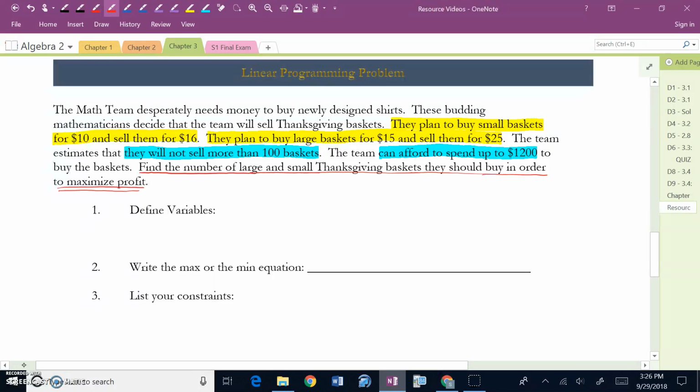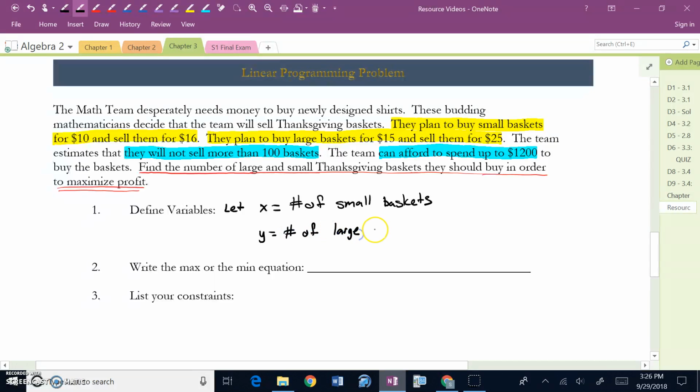We've talked about this. Defining your variables is typically coming in the last sentence or in your question. Not always, but typically. In this case, it says, find the number of large and small Thanksgiving baskets they should buy. Those are the two pieces of unknown information. That is how we're going to define our variables. So we have to define them by saying we are going to let x equal one of them and let y equal the other. How you define this is going to change what your graph is going to look like. On mine, I will define that x is the number of small baskets and that y is the number of large baskets.